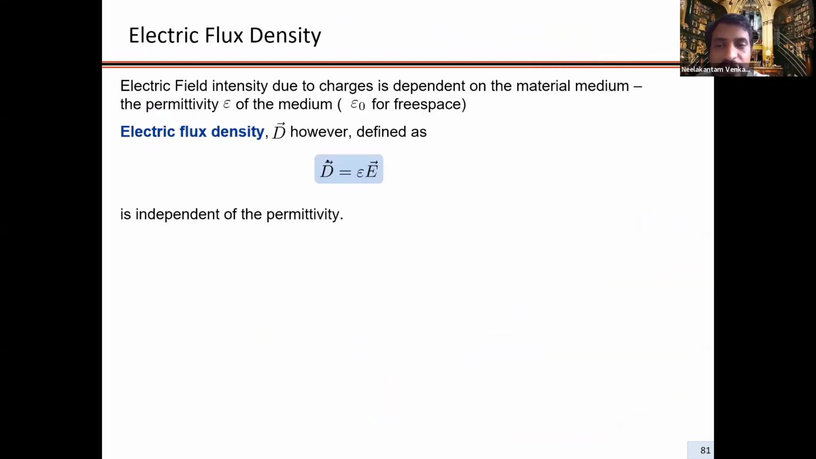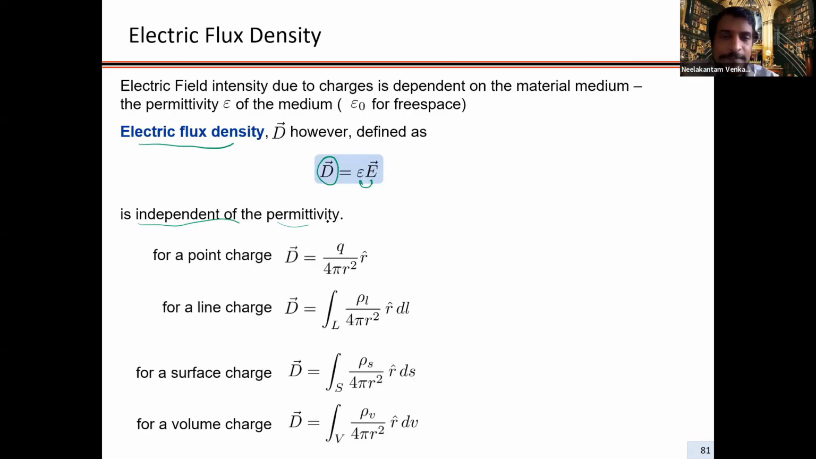Instead, if I were to define a new parameter D called the electric flux density, if you define electric flux density as simply epsilon times E, then this D becomes independent of permittivity. It is purely because of a charge and its location. The permittivity is absorbed. What do we mean by that?